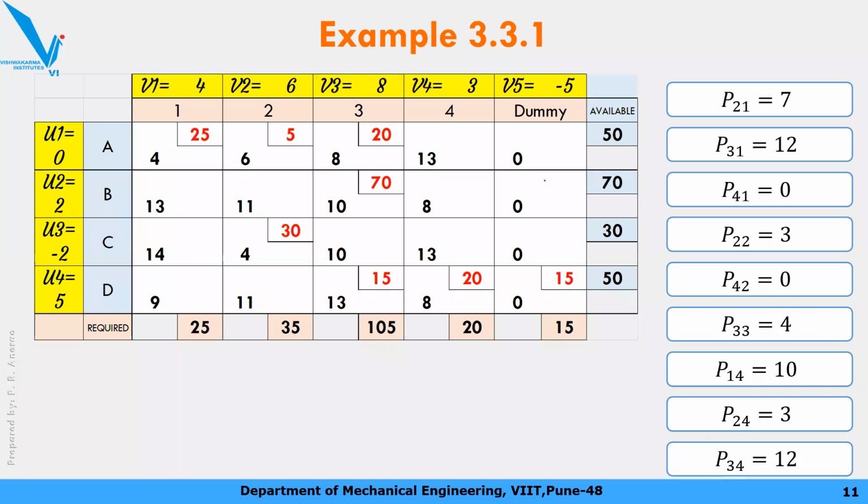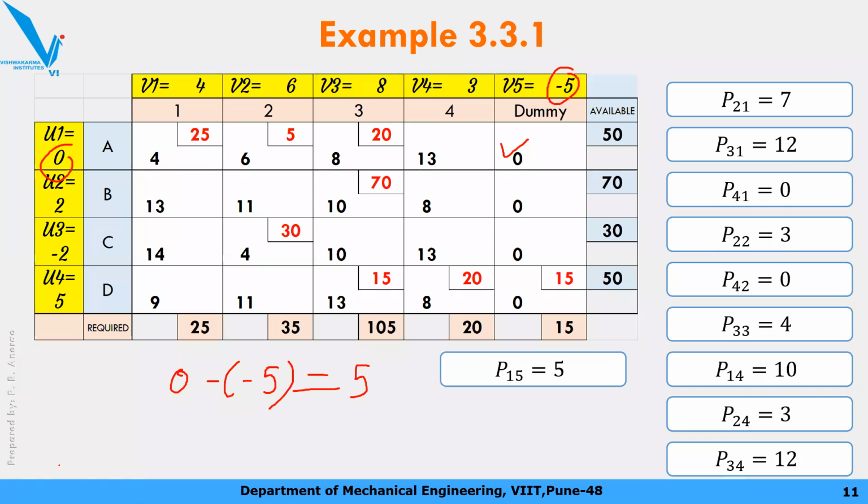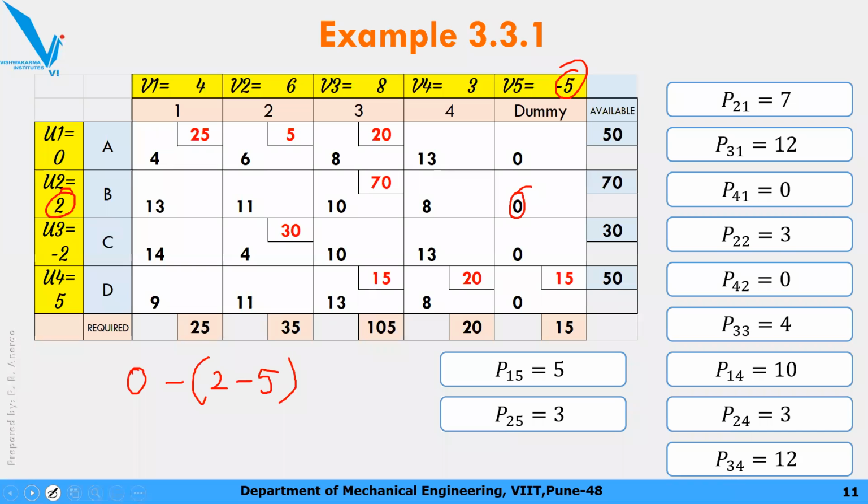Next, these are the zero-value dummies, you have to calculate for them also. So for this one, we will do the calculation. 0 minus 5 and 0. So it will be positive 5, right? For the second dummy, the cost is 0 minus, U is 2, V is minus 5. So 2 minus 5 is minus 3, minus into minus is plus. So positive 3.